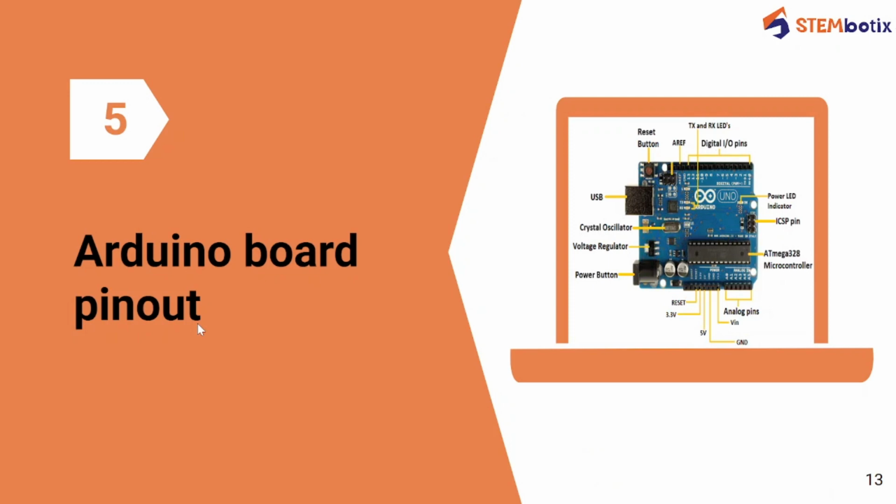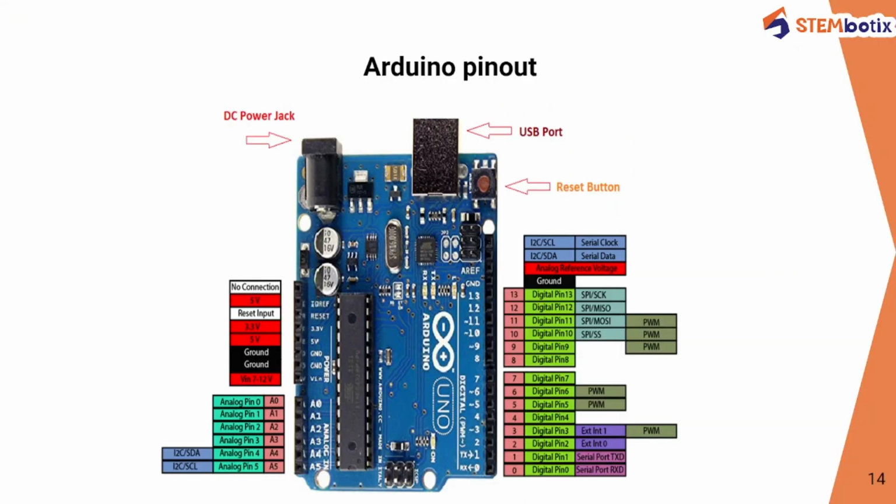So now we will go to the Arduino board pinout. As we can see previously, the DC power jack. By using the DC power jack, we will connect our battery to operate the microcontroller. This is the USB port. By using this USB port, we will code our microcontroller, and the other end is connected to our laptop or PC. This is the reset button. As I mentioned previously, the reset button is used to reset the memory of the Arduino microcontroller.